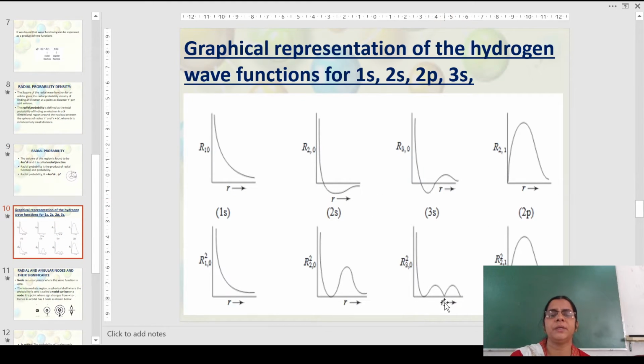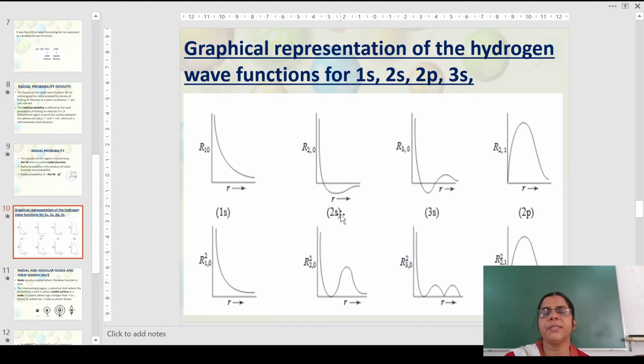When we plot this psi and psi square against r, that is the distance or the radius, we are going to get different graphs like this for different orbitals: 1s, 2s, 3s, 2p, etc. Now if you try to analyze this for the 1s orbital, which is spherical in shape, as the distance goes on increasing, the probability of finding the electron goes on decreasing. So it is very close to the nucleus here.